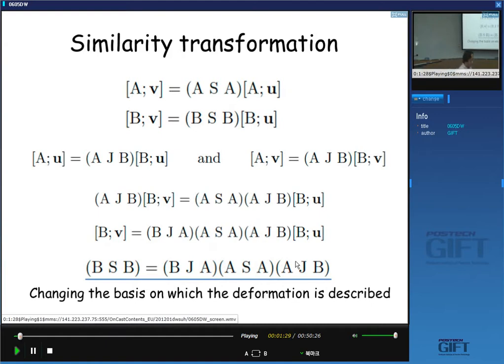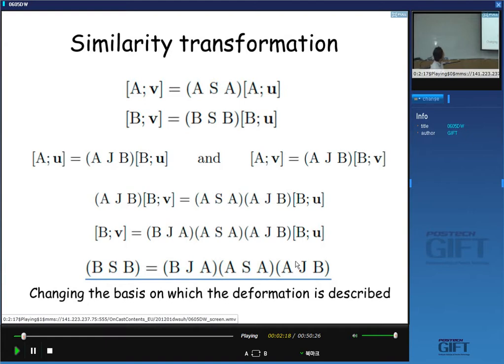Here ASA and BSB are the same deformation matrix, but defined in different bases. So ASA is the deformation matrix S defined based on the basis A, and BSB is the deformation matrix defined on the basis B. The basic character is the same, because they describe the same deformation, but they are defined in different bases. The actual form of their matrices will be different.